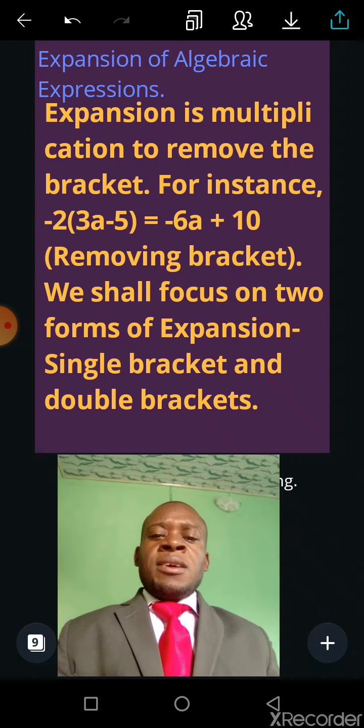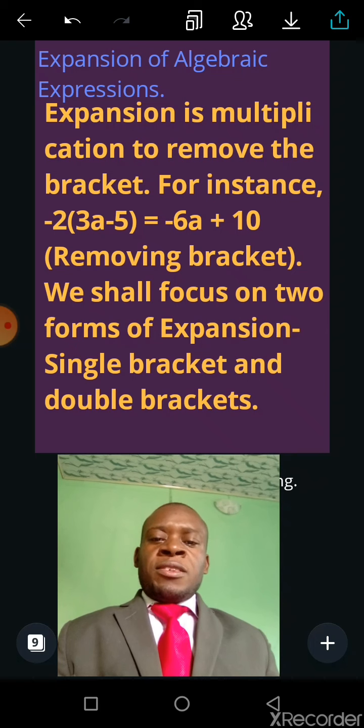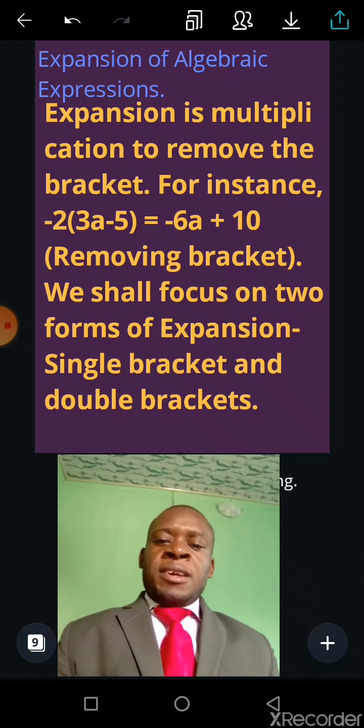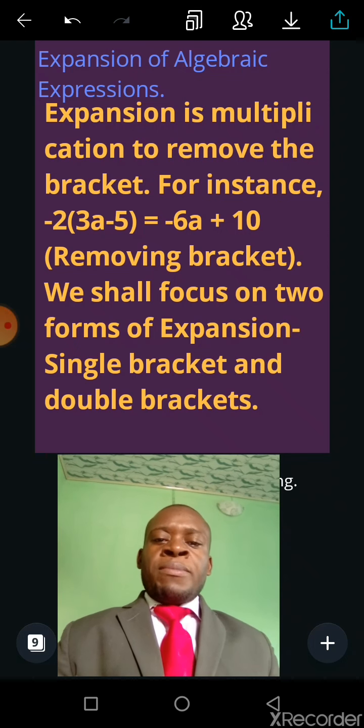For instance, -2(3a - 5) = -6a + 10. How did we get this? -2 times +3a in the bracket, that is, we are removing the brackets. -2 times +3a, because a number without any sign at the back implies a positive sign, gives us -6a, because minus times plus is minus. Then -2 times -5 gives us +10, because minus times minus is plus.